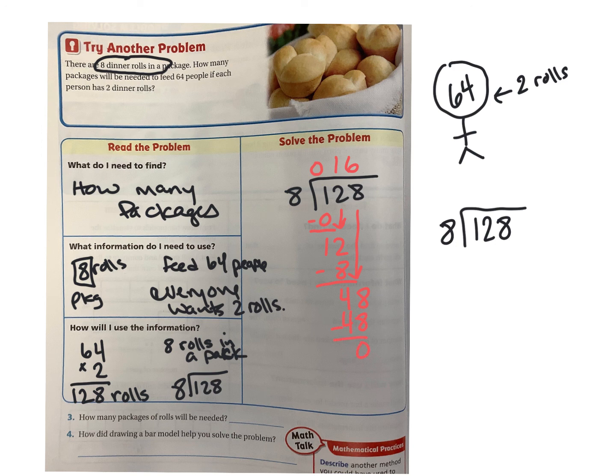And so no remainder. So 16 packages is what I would need to buy in order to have enough rolls for all 64 people to eat 2 of them. How many packages of rolls will be needed? 16 packages.